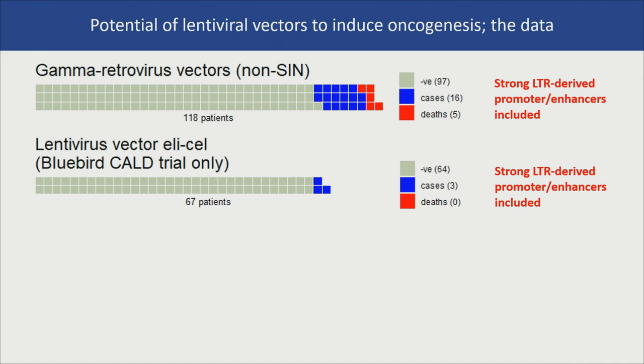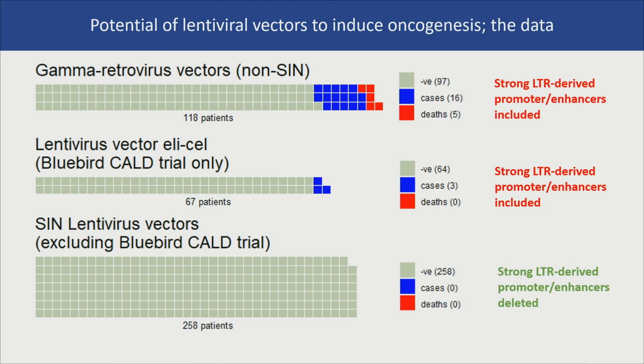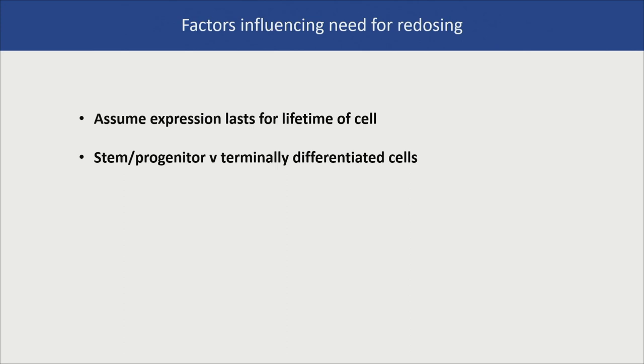In contrast, I believe there are now 258 patients in the world that have been treated with these self-inactivating lentiviruses, and I think you can see there is not a single case of tumors. So in our view, the data suggests the theory is correct, and that is the safe way to go forward. A third issue here is, what are the factors that are going to affect redosing? And I assume that with an integrating viral vector, expression will last for the lifetime of a cell.